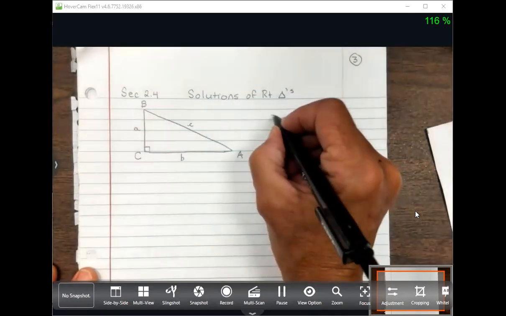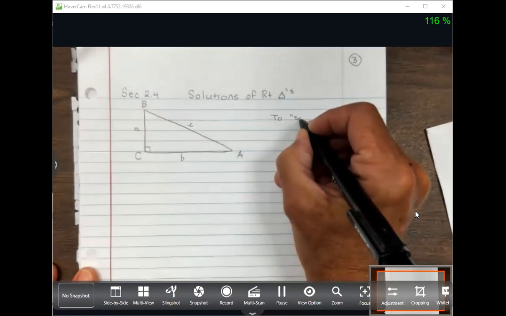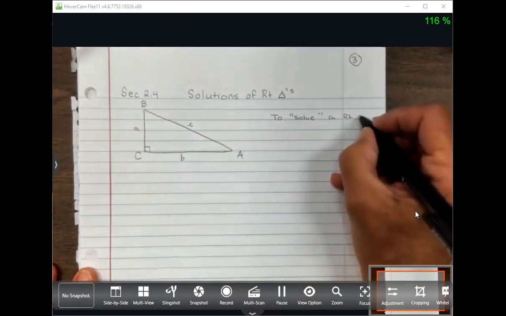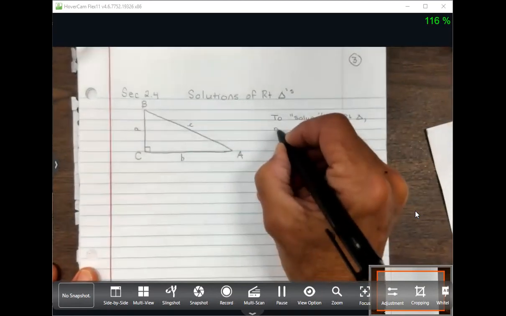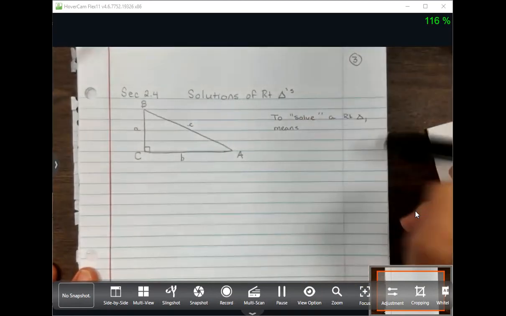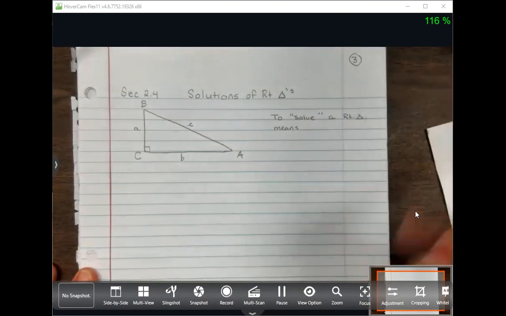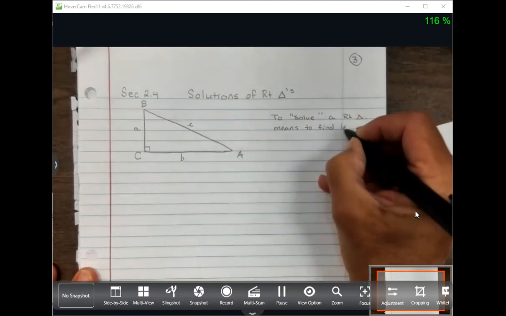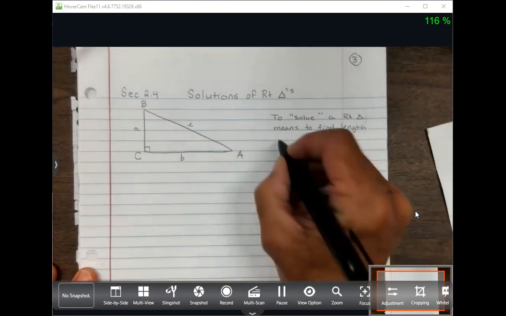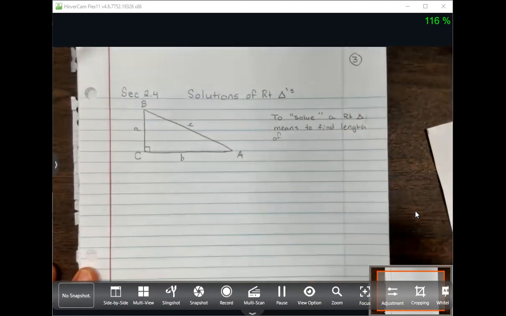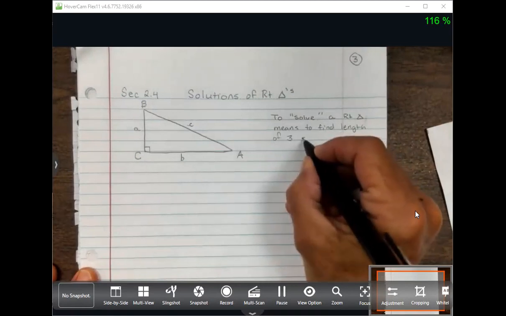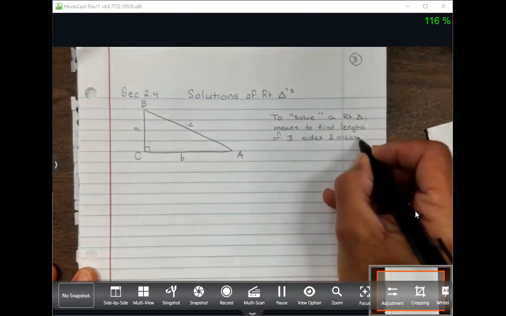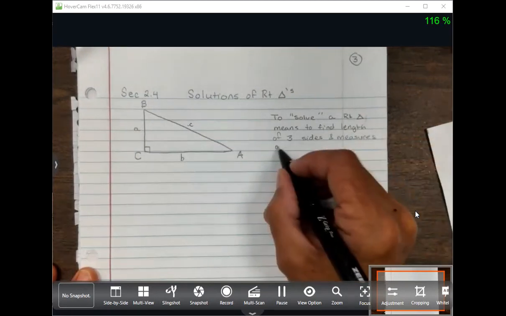So to solve a triangle, to solve a right triangle means, you find the lengths of the 3 sides and the measures of the 3 angles.